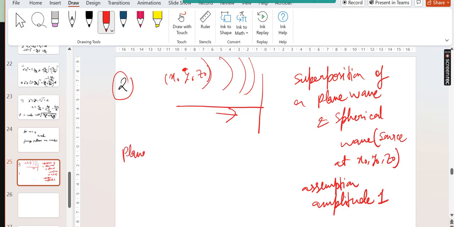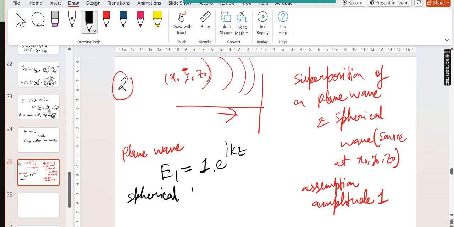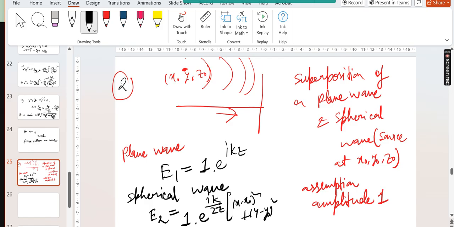So for plane wave, the electric field E1 is 1 into e to the power i k z, and for spherical wave E2 is 1 e to the power i k by 2z into x minus x naught whole square plus y minus y naught whole square plus z minus z naught whole square.